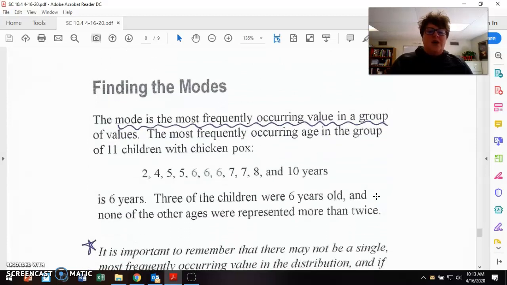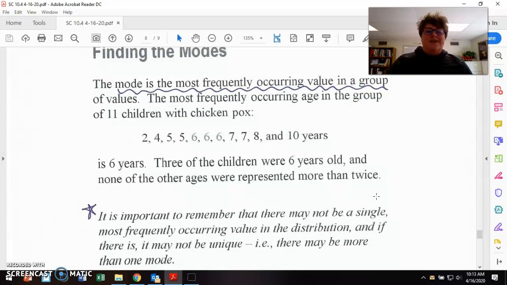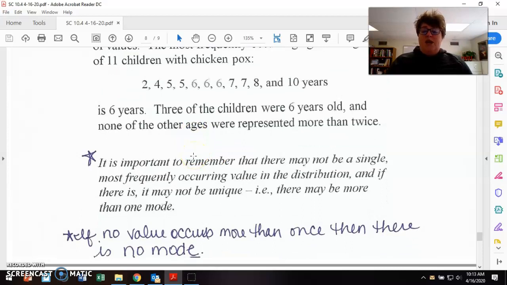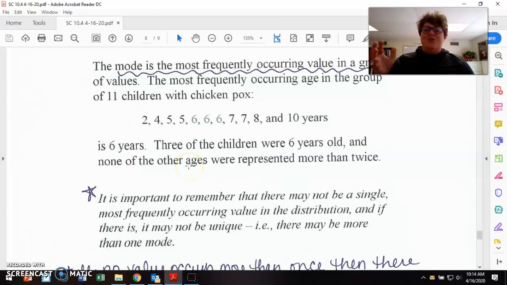Okay, the last one is mode. Mode is the most frequently occurring value in the group. If we go back to our earlier case, 6 years old is the one that happens the most. If no value occurs more than once, then you'll have no mode. So if no age repeats, then you could have no mode.